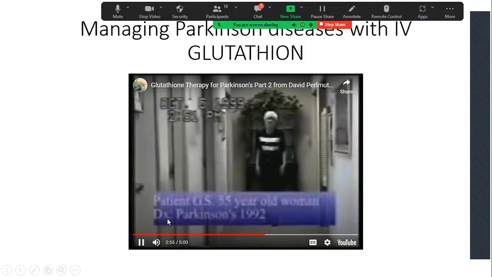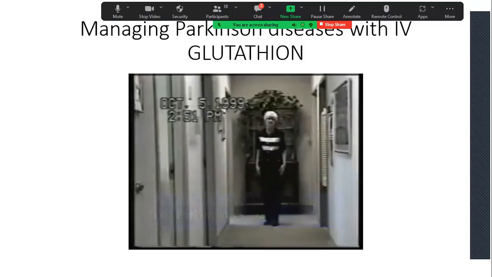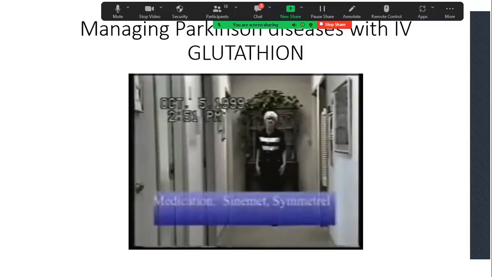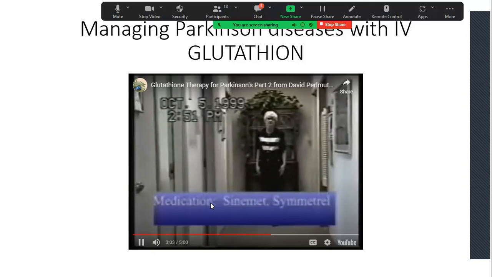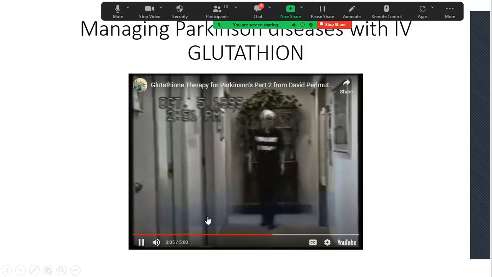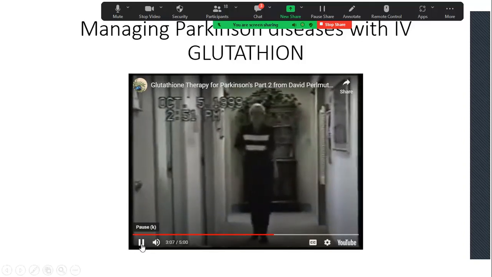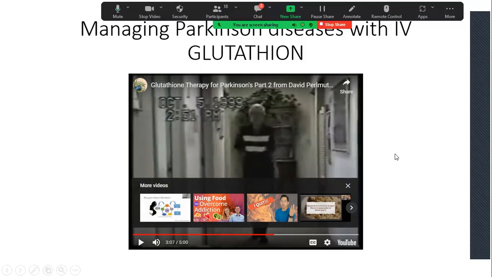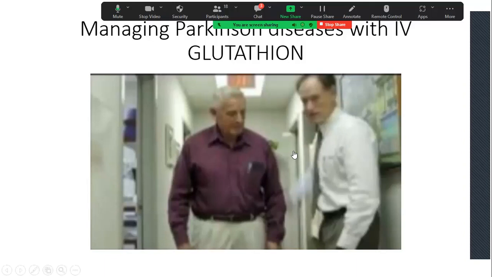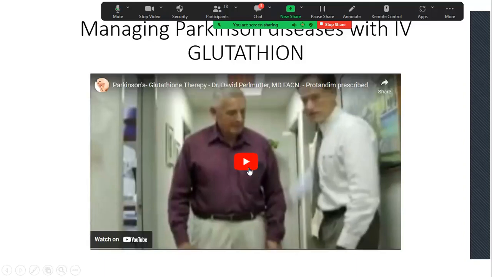The next patient is a 55-year-old woman diagnosed with Parkinson's disease 9 years prior to the administration of glutathione. At the time of her evaluation, she was taking Sinemet and Symmetrel. So basically, you will see a lot of cases like that, and then let's go ahead with another one. This is a good one. This is a recent one of Dr. David, and he gave 3 grams of IV glutathione.